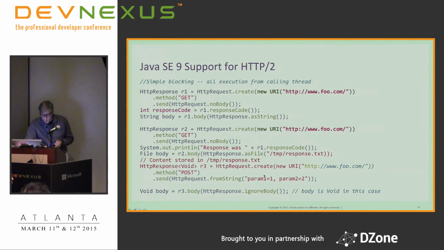Now we're doing a post request. Here we're seeing post, send, and we're putting the post body right there as a series of name-value pairs separated by comma. And then we're getting that response body.